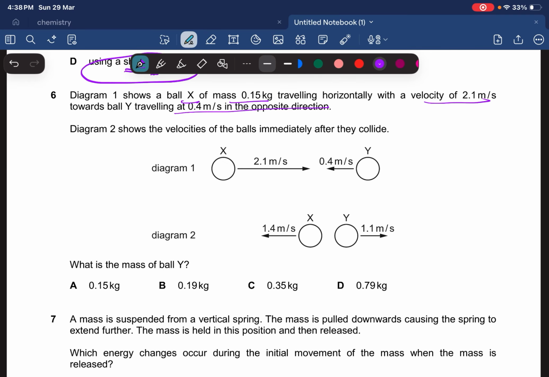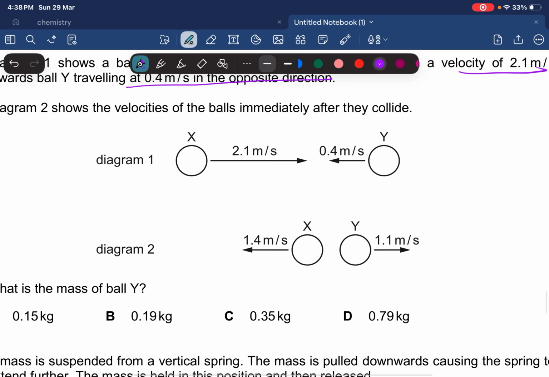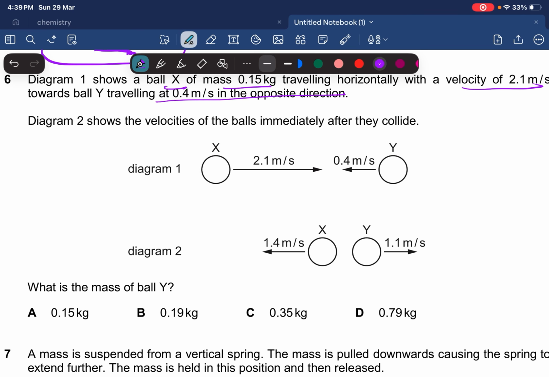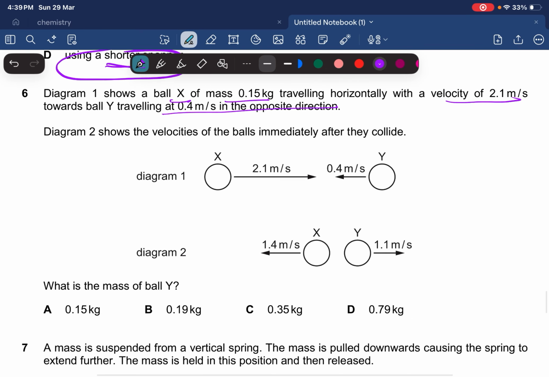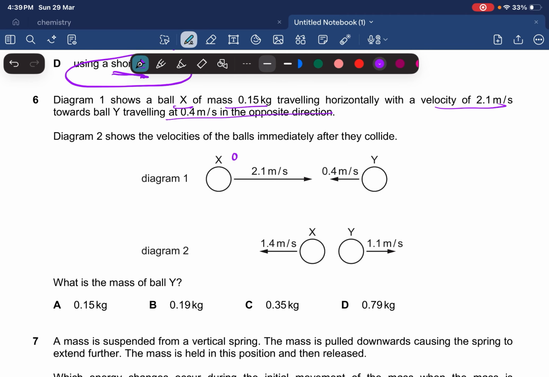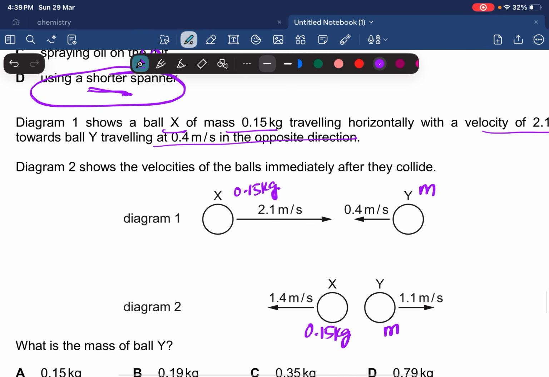First things first, conservation of momentum. We know that this is 0.15 kilograms, and this is going to be M. Before collision, diagram 1 represents my momentum before collision.